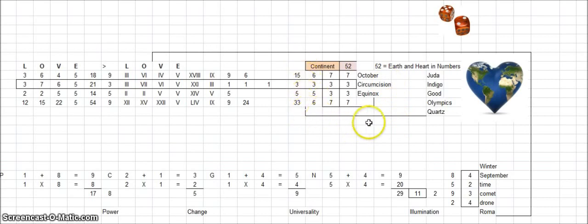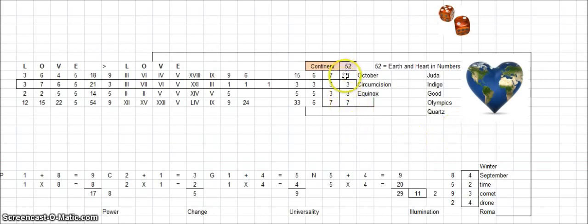On the first half of this, the half matches I came up with was Judah. Now the spelling here is coming from the King James Version, which has a different set of 12 tribe members than other versions of the Bible. We have indigo, which is the color of the rainbow, tying you back into where we were before. Good, yeah, love is good. Olympics, well, I'll have to think about that one. I'm sure there's some sort of a tie in there. And of course quartz, and quartz is used in healing practices. So yes, there has to be love behind healing practices.